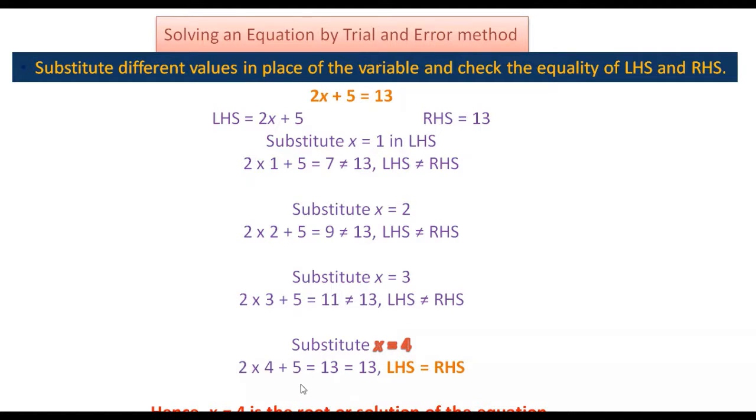2 into 4 plus 5 gives you 13. And your right hand side is also 13. That means left hand side is equal to right hand side. So at this value, x equals 4, equality holds here. That means this value satisfies the equation.